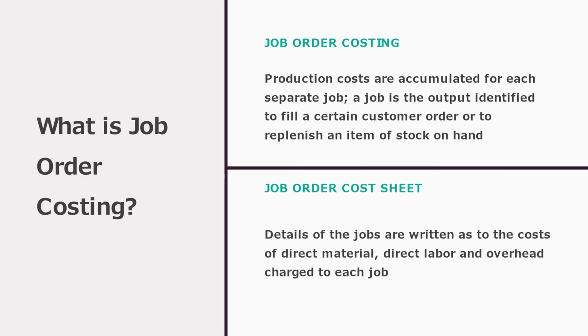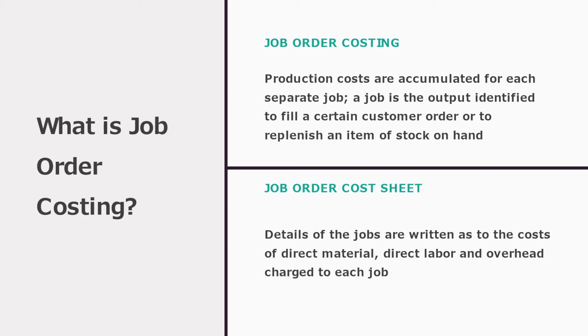So job order costing, production costs are accumulated for each separate job. A job is the output identified to fill a certain customer order or to replenish an item of stock on hand. So more or less, job order costing also refers to costing of specific items. So this is lower in quantity. So these are usually irregular items. These are not usually done on a regular basis, unlike product costing.